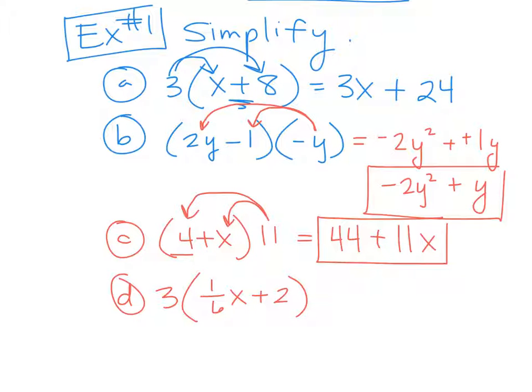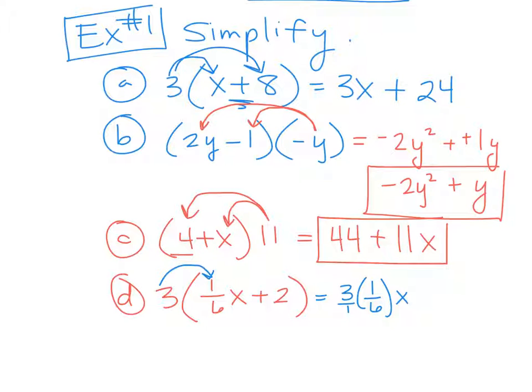All right, so 3 times 1/6 x plus 2. So when you distribute this, you're going to do 3 times 1/6 x. Okay? Now here's the thing. If it helps you to write it, 3 times 1/6 or 3 over 1 times 1 over 6 times x, you can do that. Okay? You don't have to, but you can.